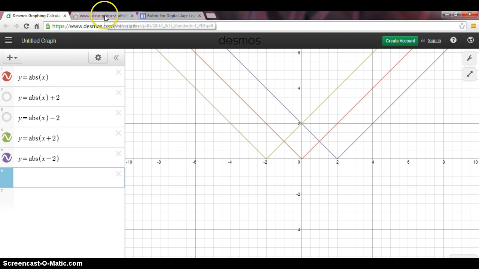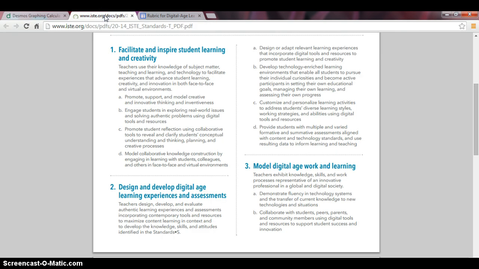Now the ISTE standard that I used for this was 2, design and develop digital age learning experiences and assessments. Teachers design, develop, and evaluate authentic learning experiences and assessments, incorporating contemporary tools and resources to maximize content learning in context and to develop the knowledge, skills, and attitudes identified in the standards for students.